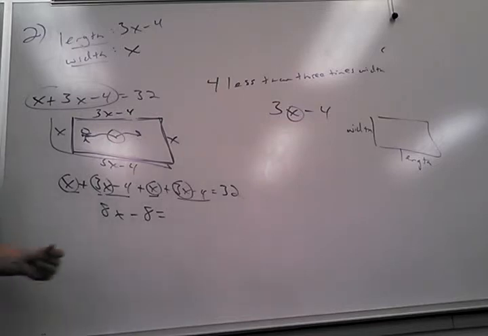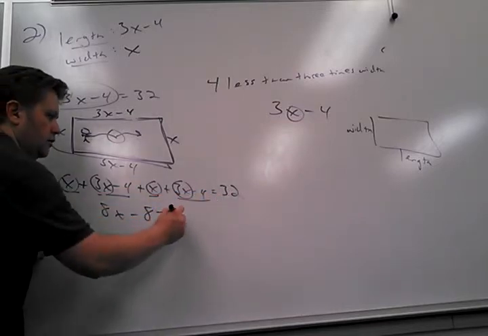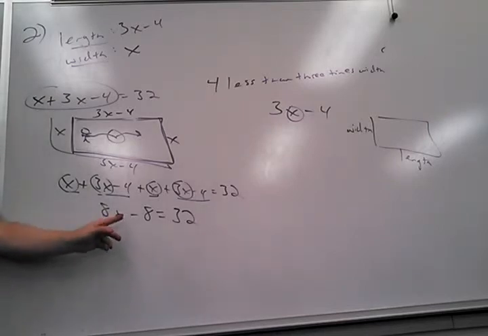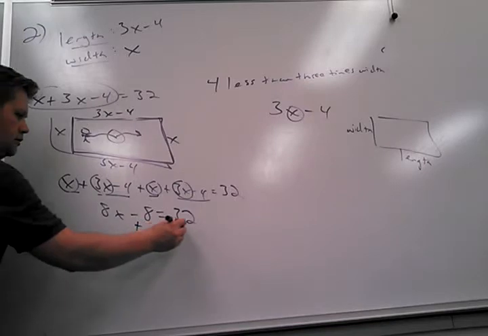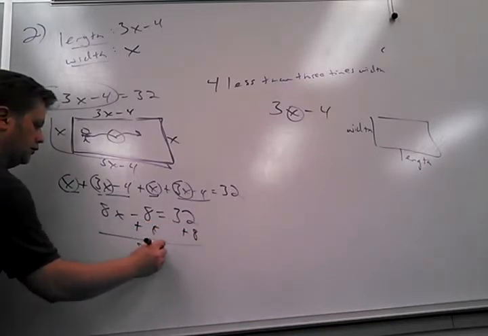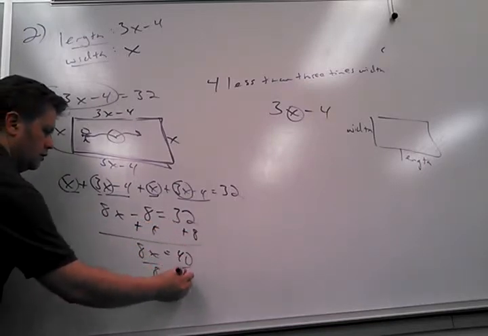Okay. So what are we at? So over here we got 32. Good. So the 8's in the wrong place, right? Because all my variables are there. Add 8. Good. 8x is 40. x equals 5.